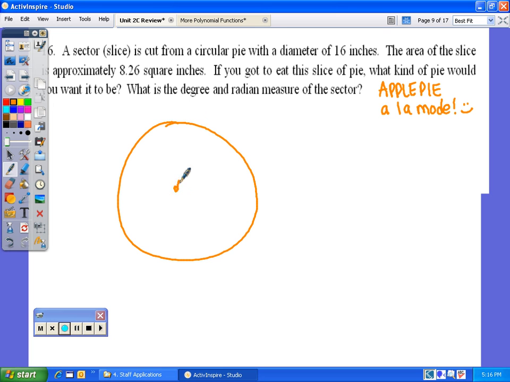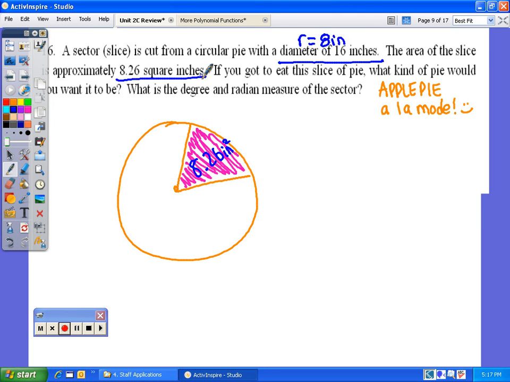Whenever we talk about area of the sector, we're just taking a piece of the pie. Your area is this whole entire section here. So they told us that our area was 8.26 inches squared. And then they said that our diameter, which we know is 16, that means that the radius must be 8. So this is 8 square inches. That has to be our area. And they said, what's the degree in radian measure? So once you're asking for degree in radian measure, you're asking for theta.